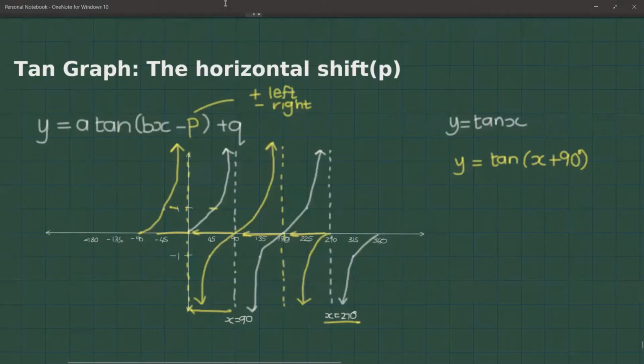Everybody, and welcome to this video on the tan graph. In this video, we have a look at the horizontal shifts of the tan graph.